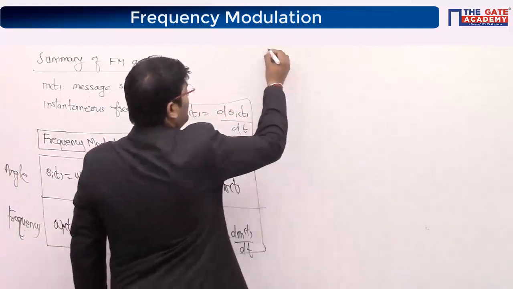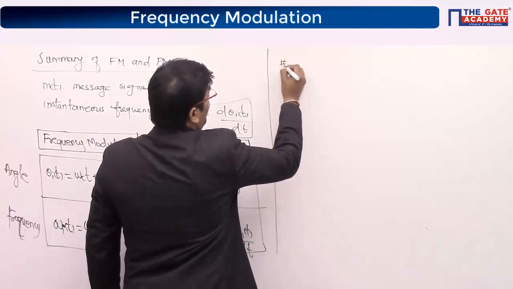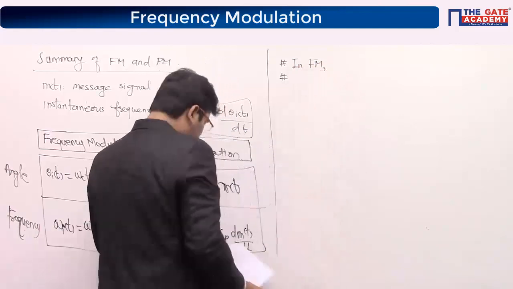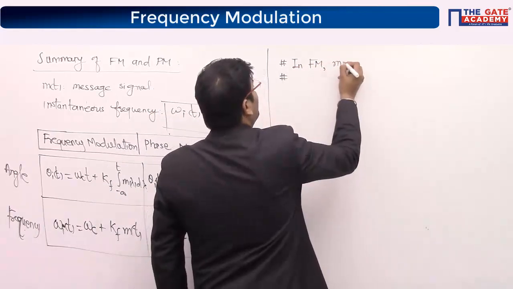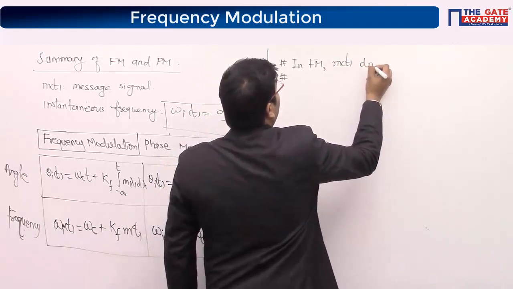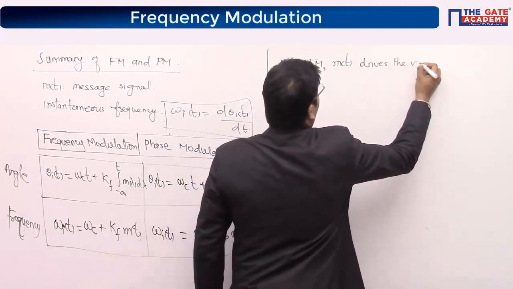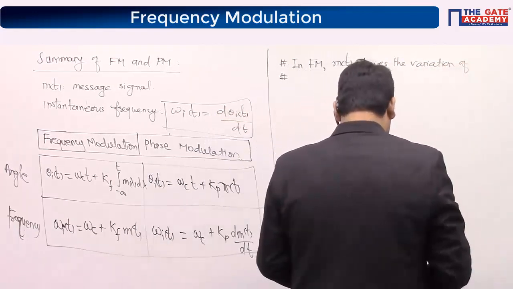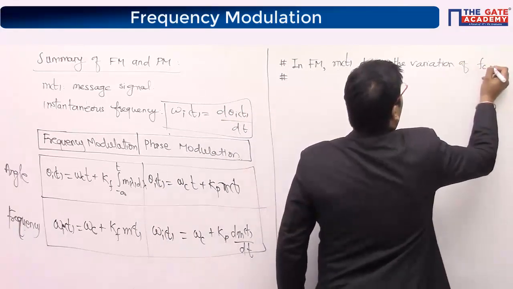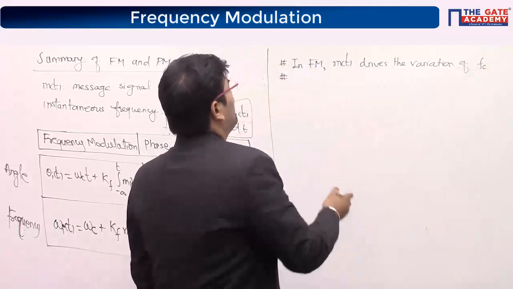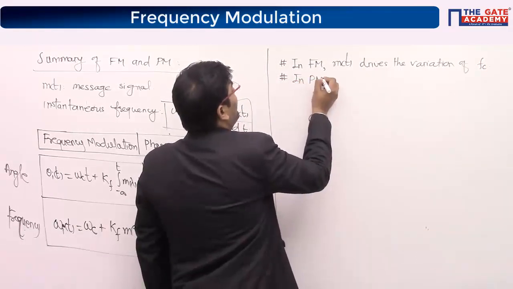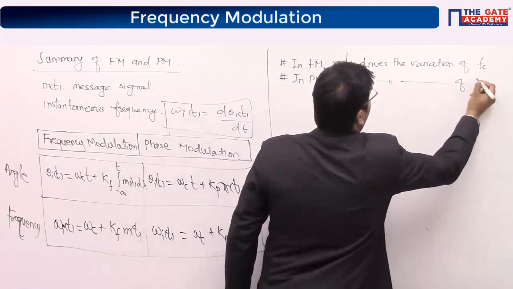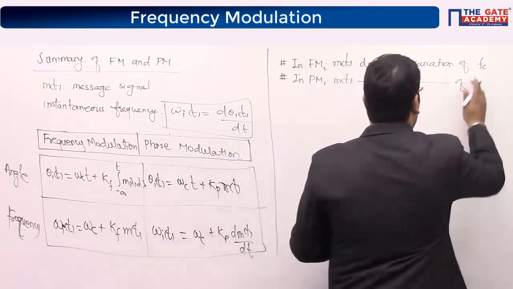So before we go there, write these couple of notes. In frequency modulation, FM, m of t drives the variation of carrier frequency, which makes sense as well. In PM, m of t drives the variation of phase. I would write theta i.